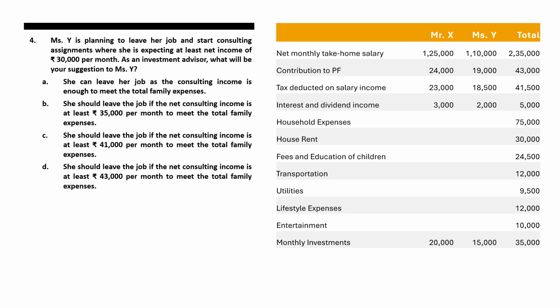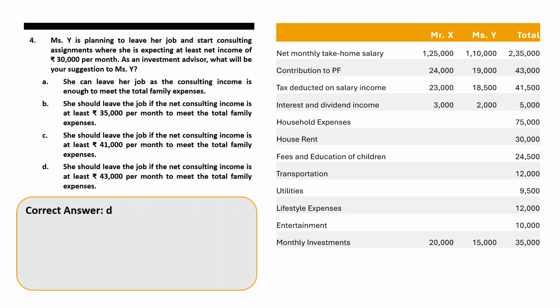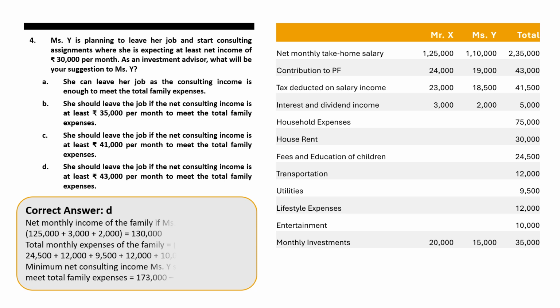So we have to do the calculation again here. And what is the calculation? So first we need to see what is the total income of the family if Miss Y leaves the job, okay? And then we will compare this income with the total expenses of the family and identify what is the deficit, or what is the money that needs to be earned additionally, okay? So here the correct option is D, which is the last option. And why? So let's see the calculation.